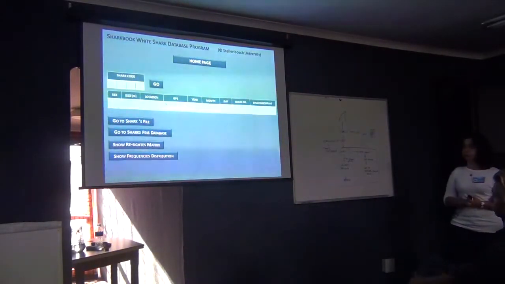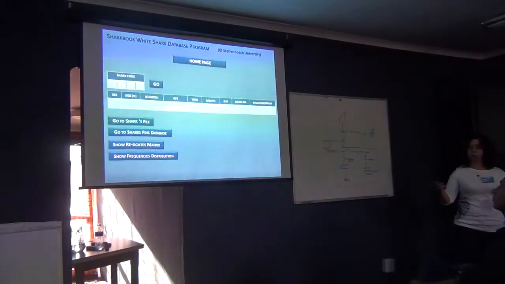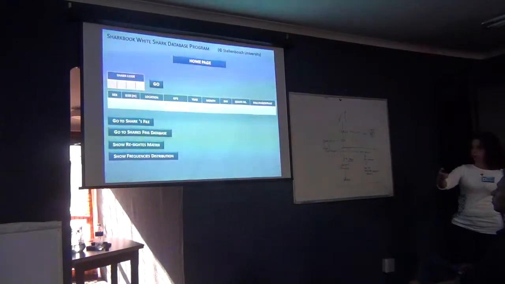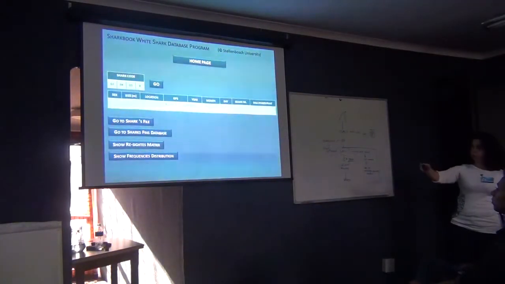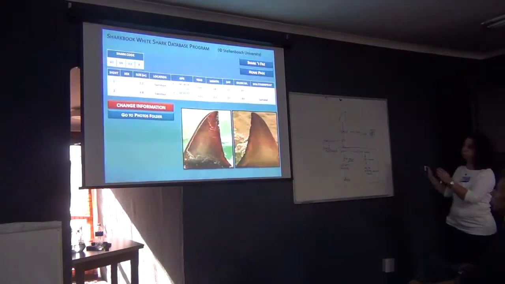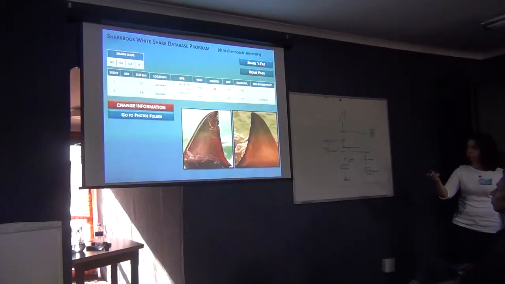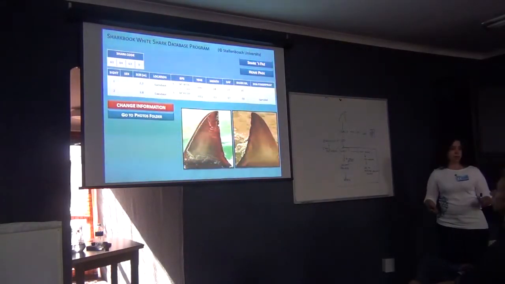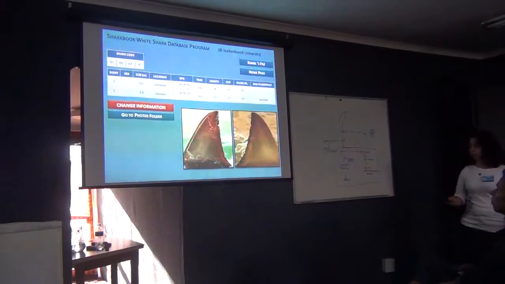And that is the design of how Sharkbook should look. We have the shark code, which is unique for each individual. You put in the code, and then you go directly to your folder, which is organized in such a way that you will see where it was resighted with the GPS position, and all this data can be automatically transformed into a graph, a map, whatever we need for our publication, basically.